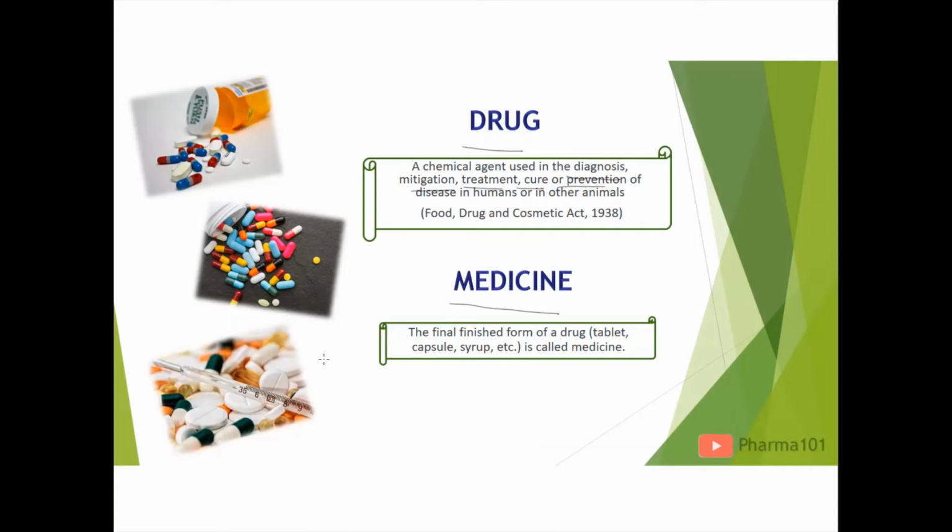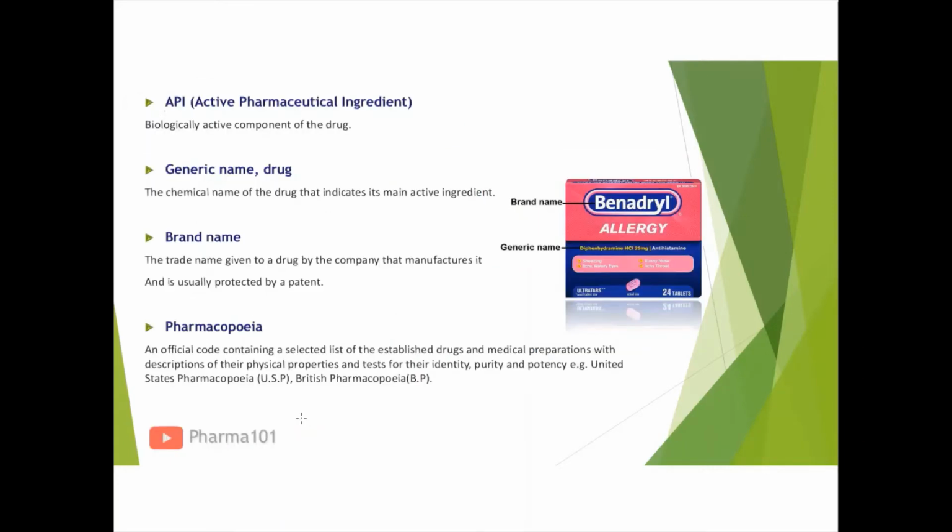Alternatively, medicine is the final finished form of a drug. So, when a molecule is discovered, it is usually not safe for administration in patients. Therefore, we develop the drug in a formulation, which can be a tablet, a capsule, in the form of a syrup, or maybe in the form of an injectable. So we design it in a way which helps us to administer the drug to a patient. So this final finished form of a drug is called the medicine, and that is the main difference between drug and medicine.